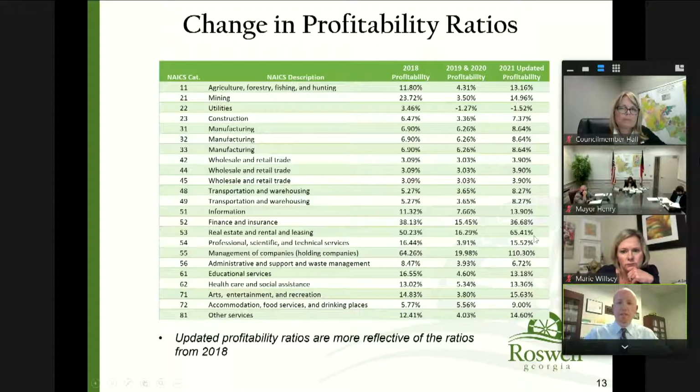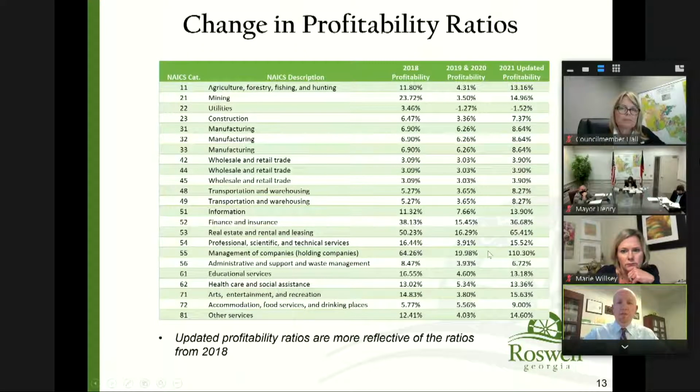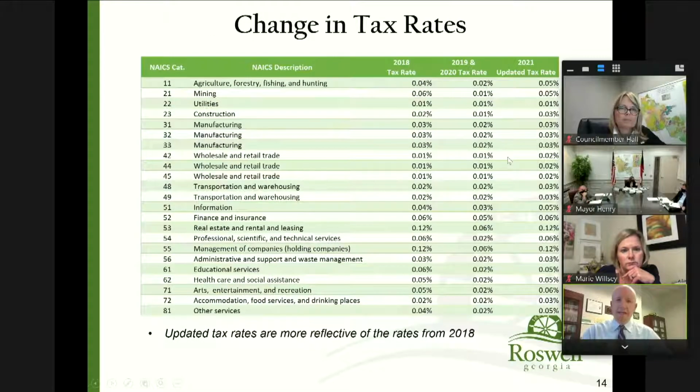Some of the increases are more dramatic. As you can see, real estate going from 16 to 65, management of companies 19 to over 100%. In general, the 2021 profitability ratios are more in line with those 2018 numbers from before. When we translate that into tax rates, again, these are proposed tax rates, or if the tables are updated.